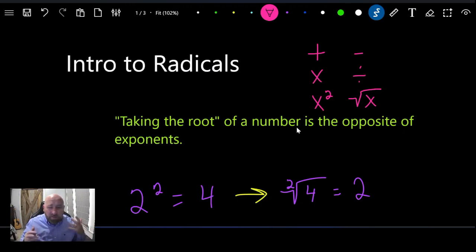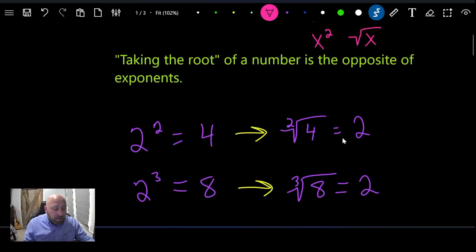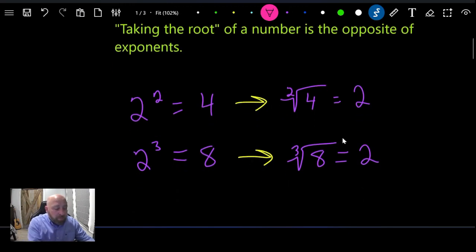Now, you might think, what do you mean the opposite? Well, let's go down here and look at this. What is happening when we do the square of something? So if we say 2 squared, what's happening? Well, 2 times 2, and that equals 4. The opposite of that is saying the square root of 4 equals 2. I want you to see this.